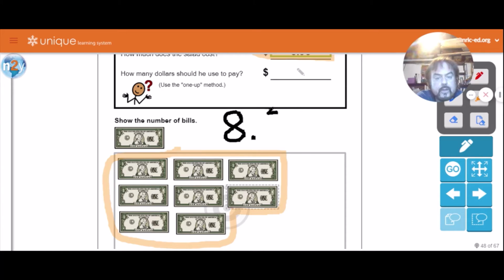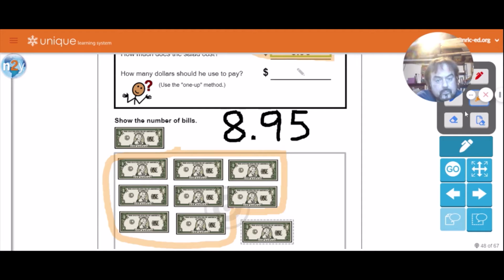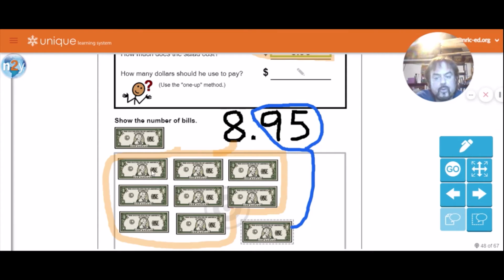And to cover the 95 cents, we're going to use one more dollar up. All right, so we're going to add one more dollar. So the $8 covers the 8 in the number, and then the $1 here covers the 95 cents. So in total, you have 1, 2, 3, 4, 5, 6, 7, 8, $9, right, to pay for the $8.95 salad.